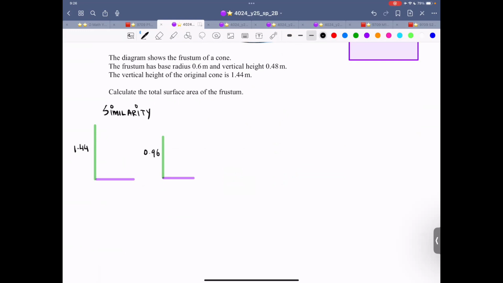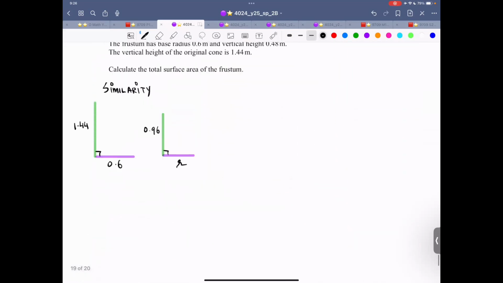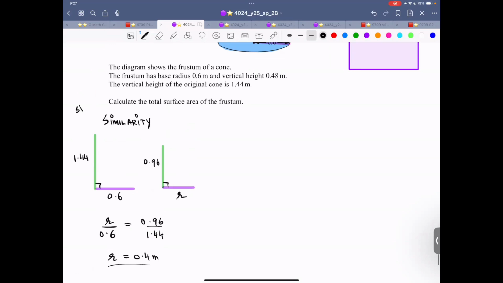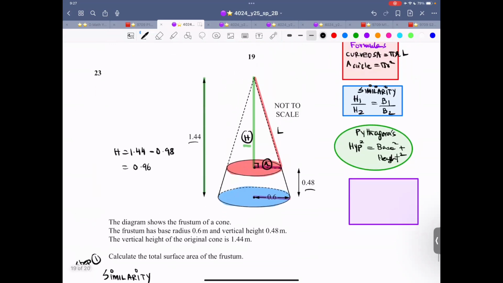And then the big radius is how much? 0.6. The small radius is r. So now let's compare these two. So the first thing, r over 0.6 is the same thing as 0.96 over 1.44. Use a calculator and r comes out to be 0.4 meters. So this is step number one that I have done. Step number one is similarity. And before that, there was a subtraction.